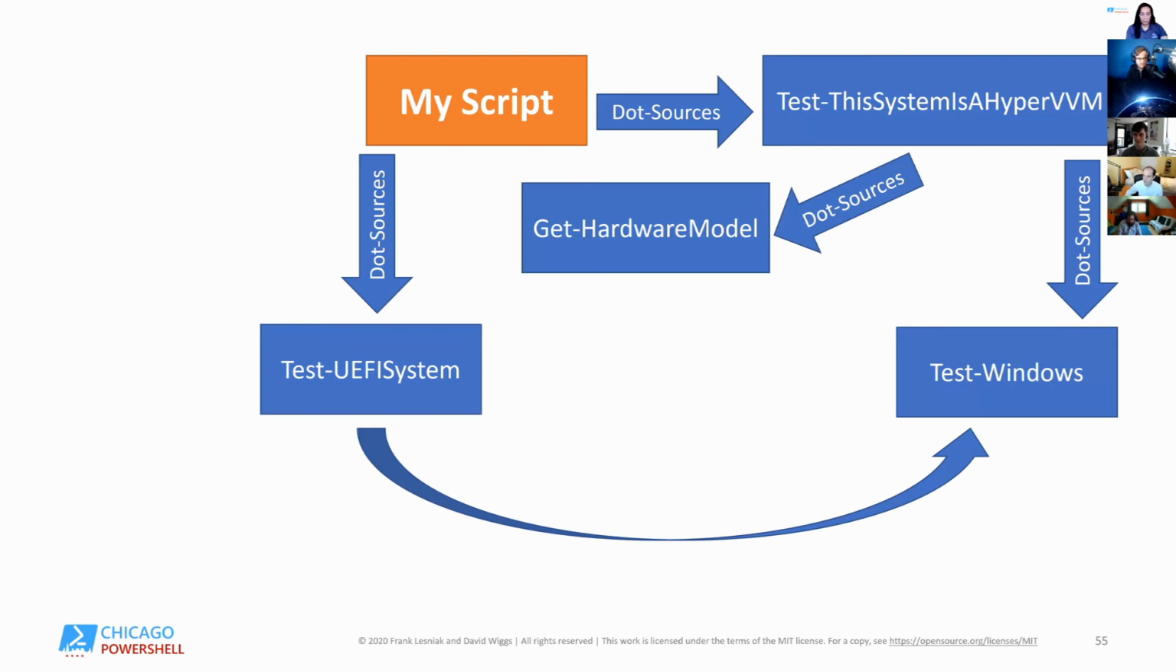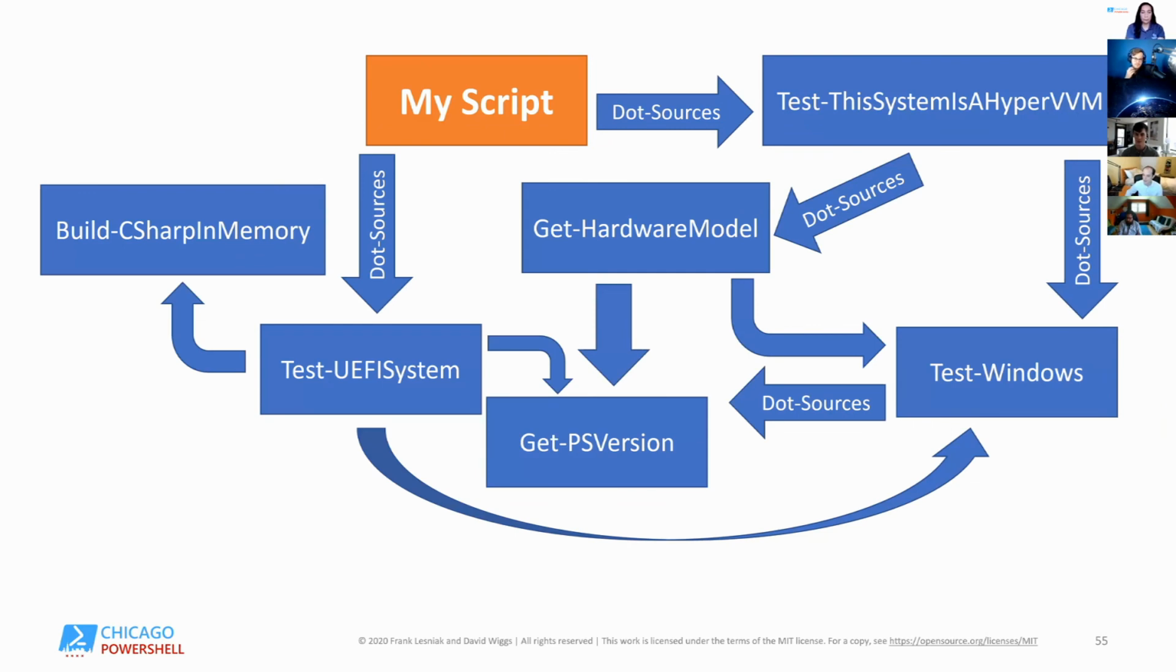And the test for whether or not the current system is a Hyper-V VM depends on Get-HardwareModel. Okay, so it's going to dot source that, fine. Oh, Get-HardwareModel is dependent on Test-Windows again, so I'm dot sourcing Test-Windows now 3 times. And let's add a little more noise to this diagram. Test-UEFISystem, Get-HardwareModel, and Test-Windows all depend on Get-PSVersion. So now I've got 3 things dot sourcing Test-Windows, and 3 things dot sourcing Get-PSVersion. That's starting to get kind of messy.